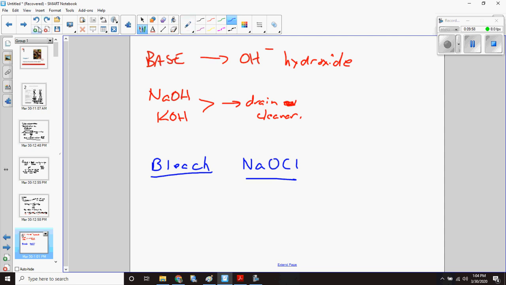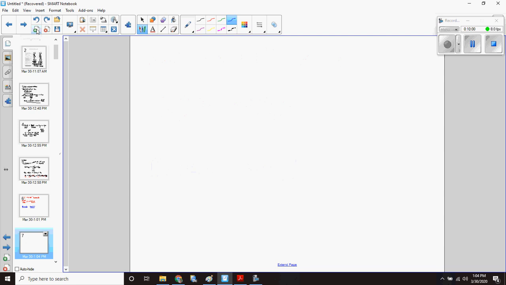So there's a competing theory for what bases are. The second theory is what's called Bronsted-Lowry theory. Let me pause while I write that down.